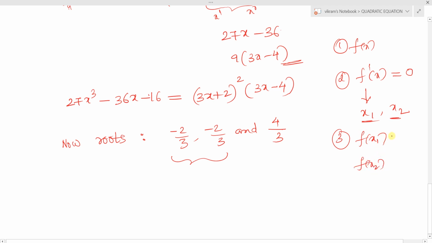From these two values, if f of x1 equals 0, then x1 is a root of f of x also. Then if f of x2 does not equal 0, then x2 is not a root, and x1 is a repeated root or multiple root of f of x. This is the way of finding the repeated roots or multiple roots, and with the help of this we can find the other roots also.